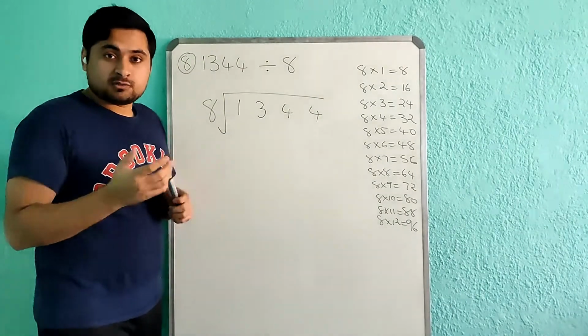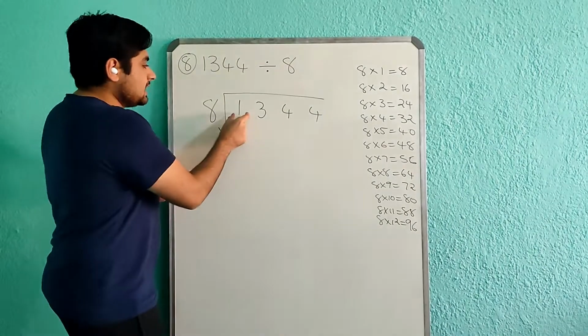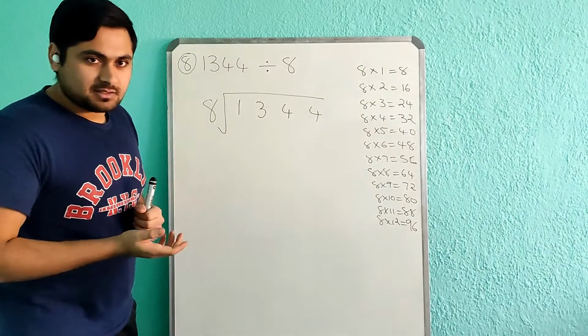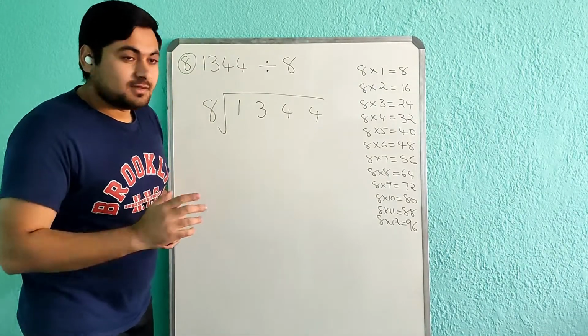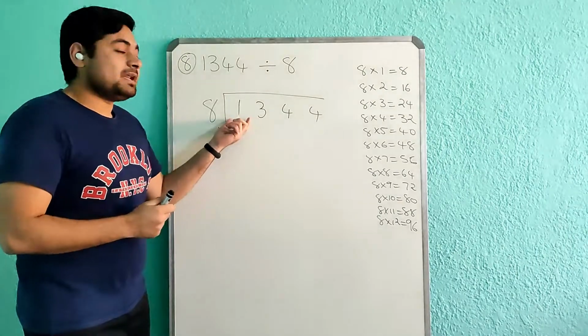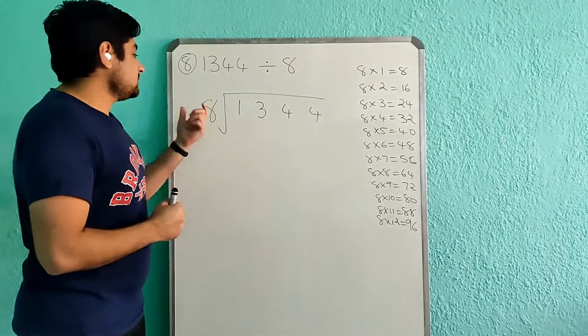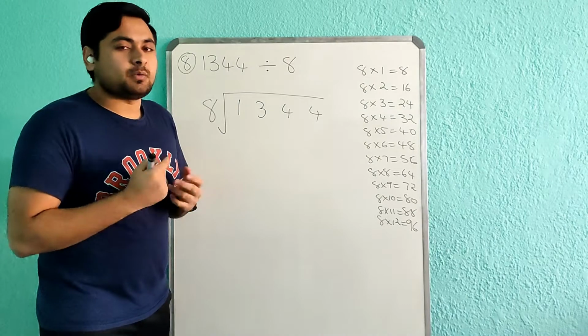So what was our first question? We ask ourselves, does 1 come in the table of 8? So pause the video and think about it. Done? So you know 1 is smaller than 8, right? So 1 does not come in the table of 8. So what do we do?